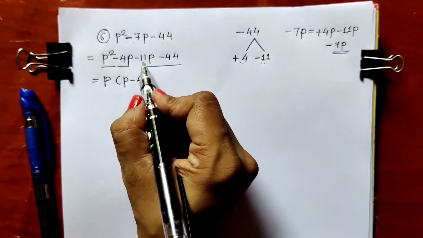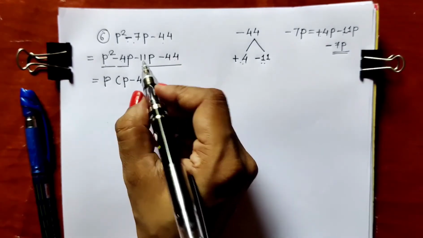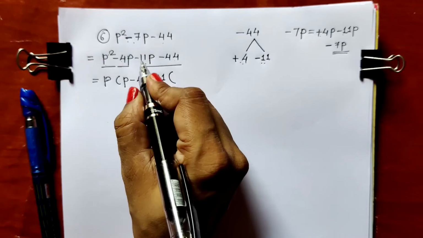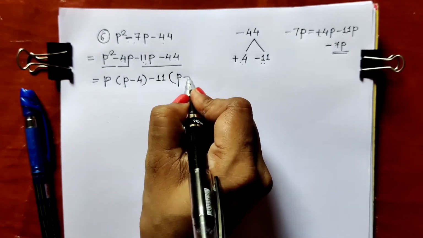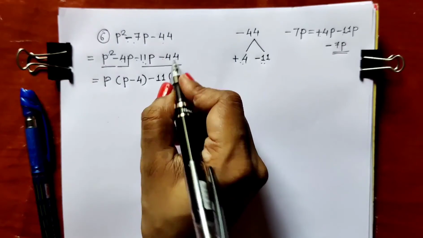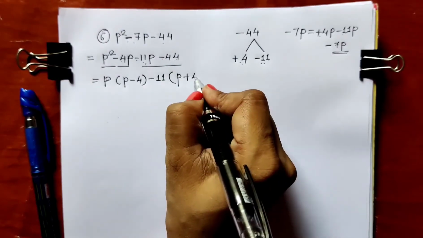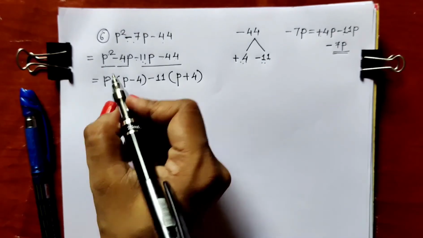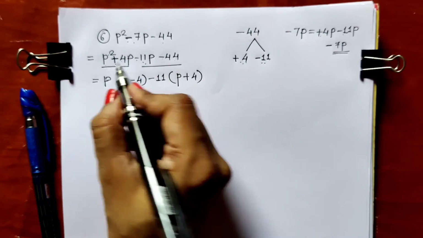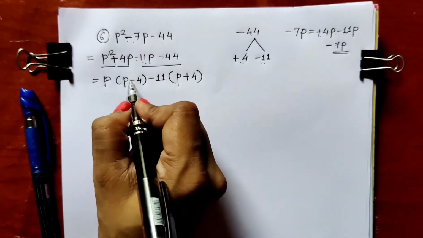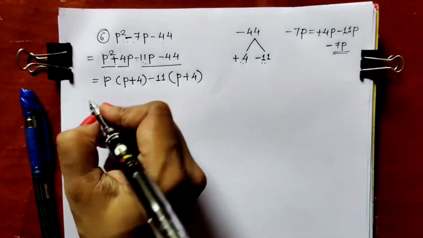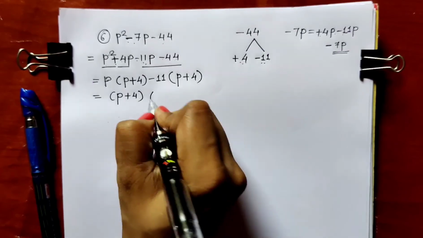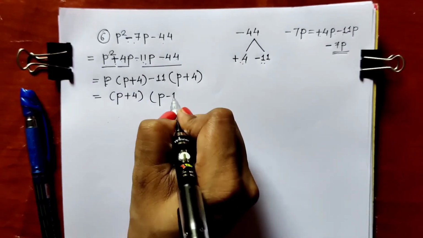In the third and fourth term we can see 11 is common. 44 is divisible by 11, so we will take out 11 common, minus 11 common. From the third term 11 is taken out common, p remaining. Minus minus will become plus. 44 divided by 11, we get 4. This has a plus sign, okay, plus 4p minus 11p. So here we get plus sign. Okay, now p plus 4 bracket is common, we write it one time, and in the second bracket we write the remaining terms p and minus 11.